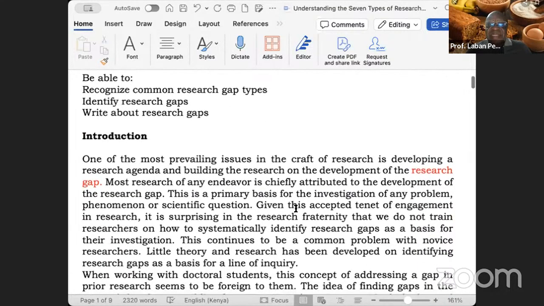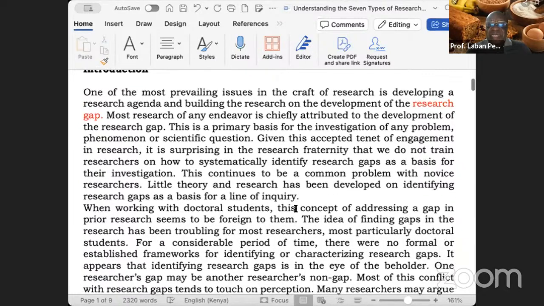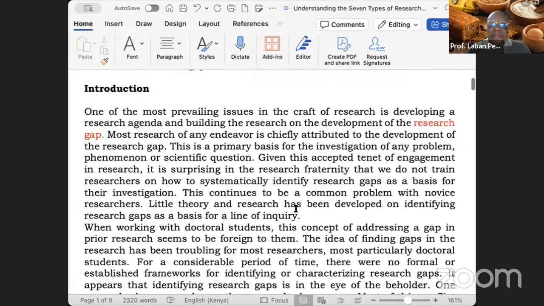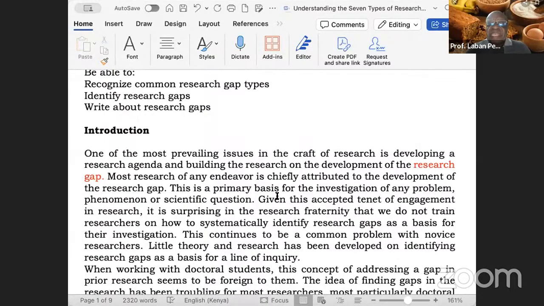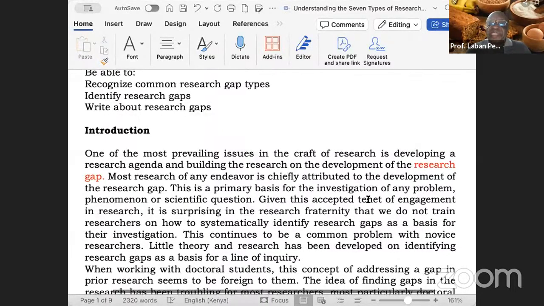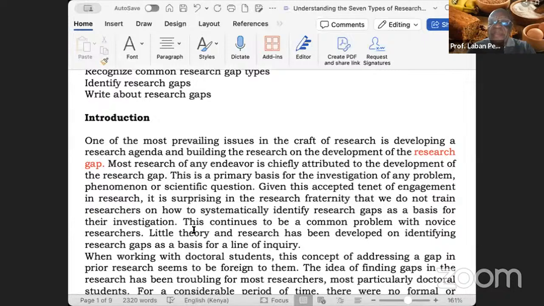I want to emphasize, and I won't be reading all this, but allow me to read this paragraph because it's very important. One of the most prevailing issues in the craft of research is developing a research agenda and building the research on the development of the research gap. Most research of any endeavor is chiefly attributed to the development of the research gap. This is a primary basis for the investigation of any problem, phenomenon, or scientific question.